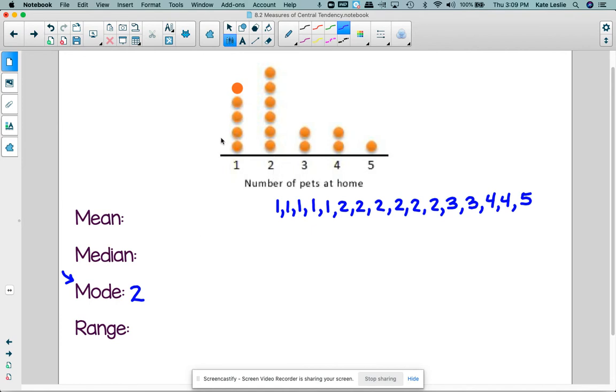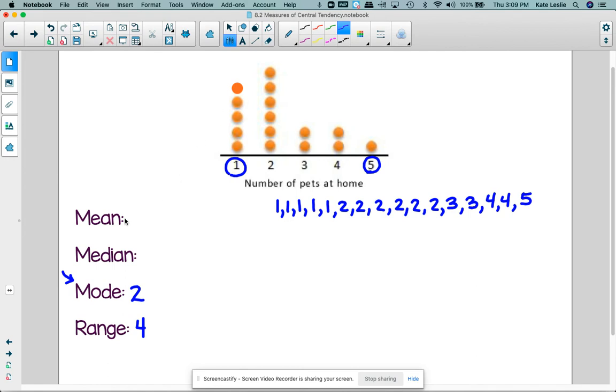The range we know is we take the largest number in the data set and the smallest number in the data set, and we subtract the 2. We find the difference. So 5 minus 1 is 4. So these 2 are really nice and easy for us. It doesn't take a whole lot of thought.